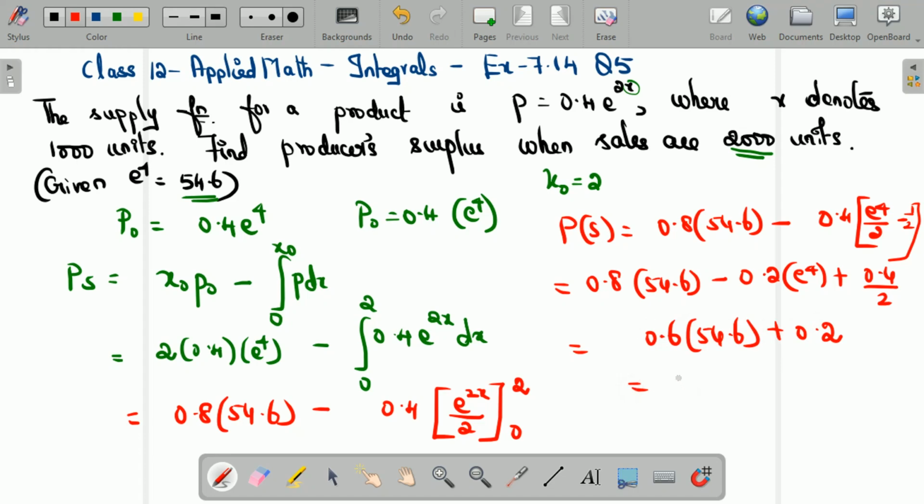So the final answer is going to be equal to 32.96. In the next video, we will find the solution for the sixth question in this exercise.